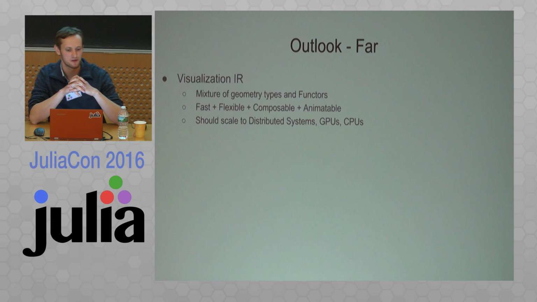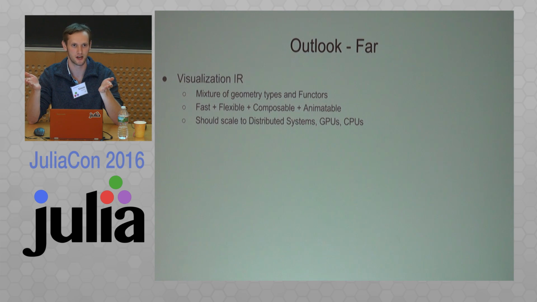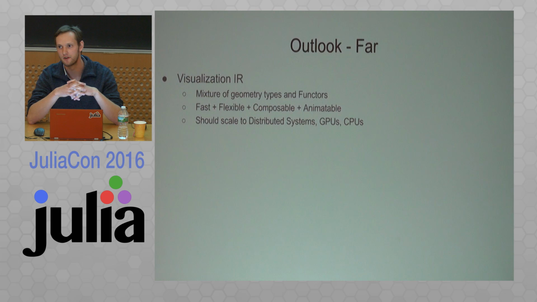And that's how I came to the visualization intermediate representation that I'm prototyping on. GLVisualize basically uses a very small prototype of that already internally. And it's just a mixture of geometry types and functors that you put into them. So for example, you could have a geometry type like a mesh, and then you could have a functor that you apply for every vertex and then generate a color for every vertex, basically. In this way, it would be pretty flexible and composable in the end.